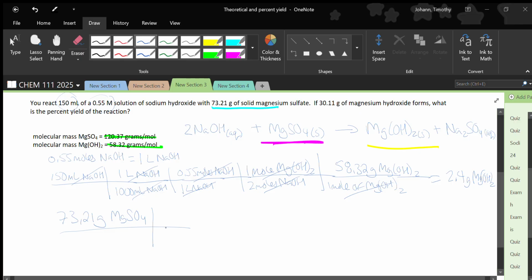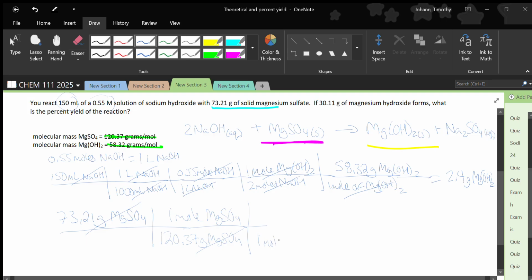If I have 120.37 grams of magnesium sulfate, I'm using the molecular mass here, I would have 1 mole of magnesium sulfate. Grams of magnesium sulfate cancels with grams of magnesium sulfate. And then I'm going to look at the ratio in this problem. It looks like here I've got a 1-to-1 ratio. So I'm actually going to write it out.